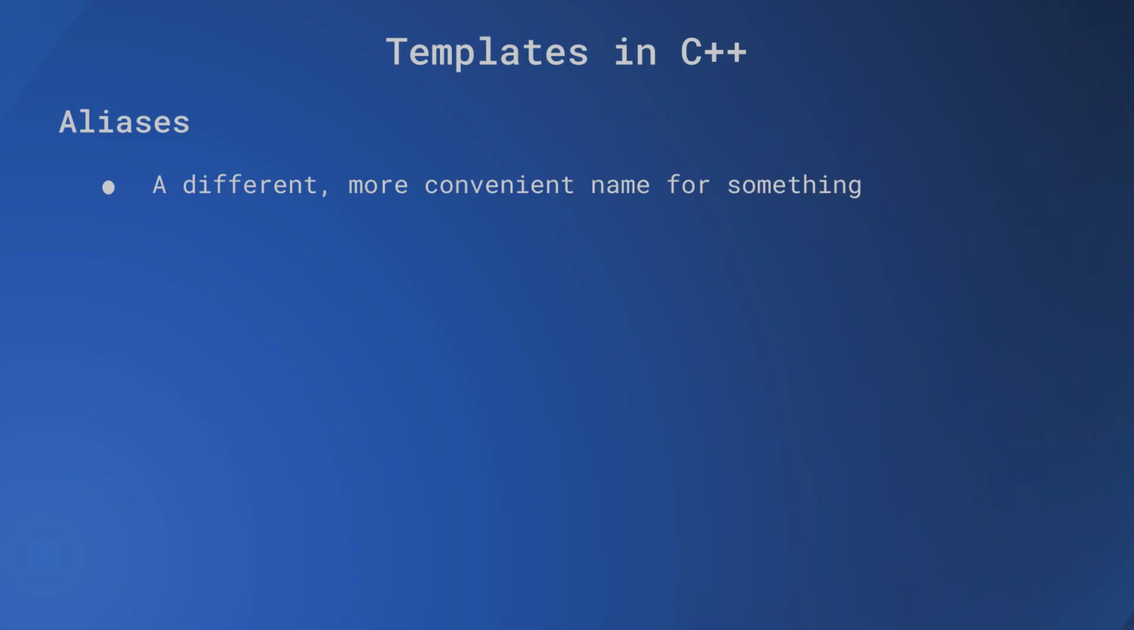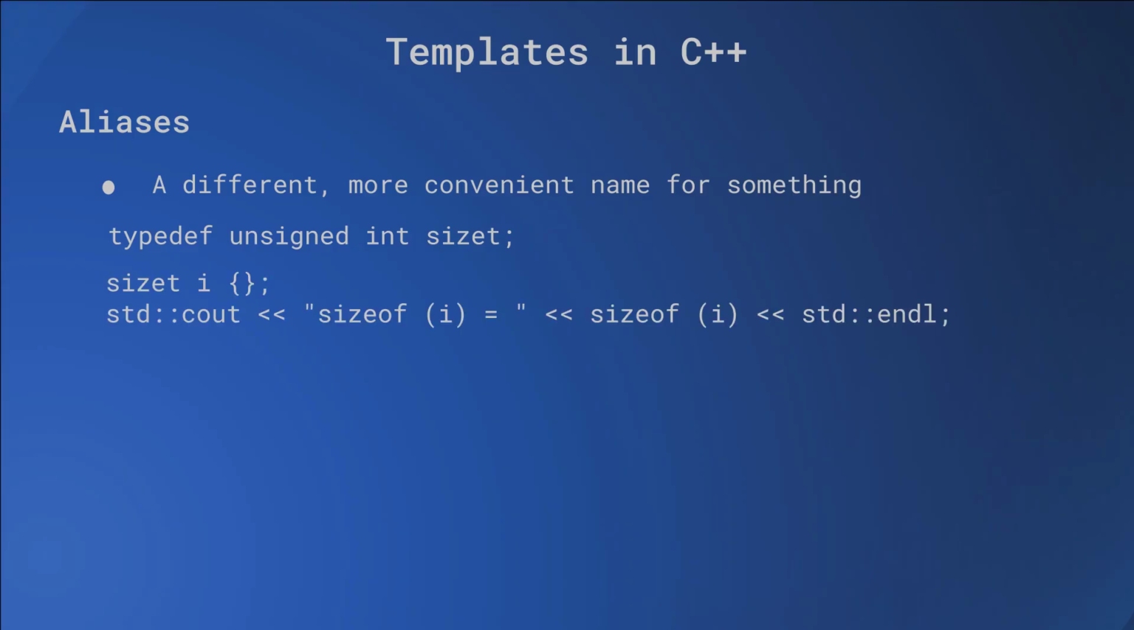An alias is a different and more convenient name for something. In traditional C and C++, we have typedef, which is something like this: typedef unsigned int size_t. This makes size_t a synonym of unsigned int. We can define variable i of type size_t. Actually, size_t is not a new type. It is just a synonym for unsigned int, and we can print its size using the sizeof operator. That's the old way of doing things.